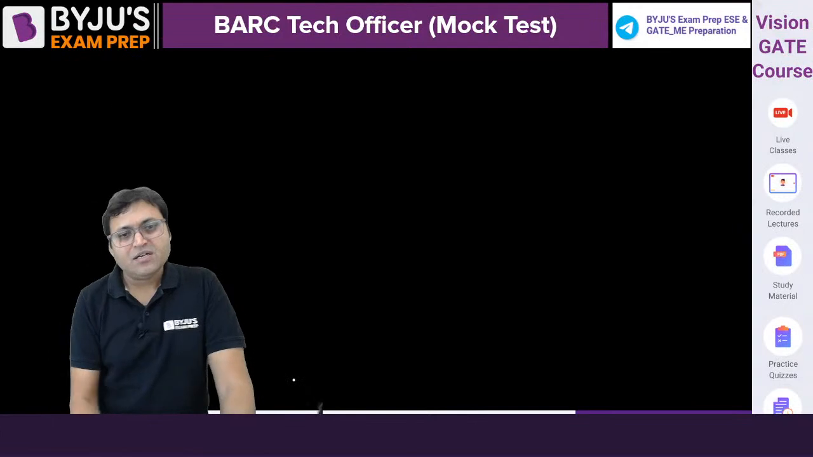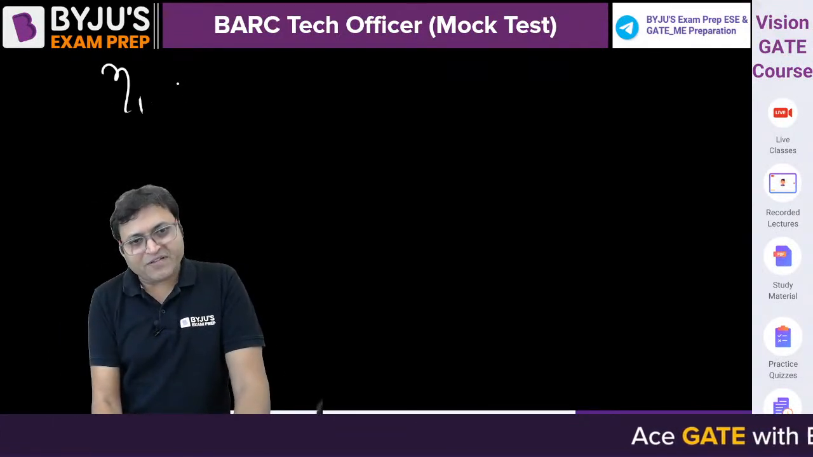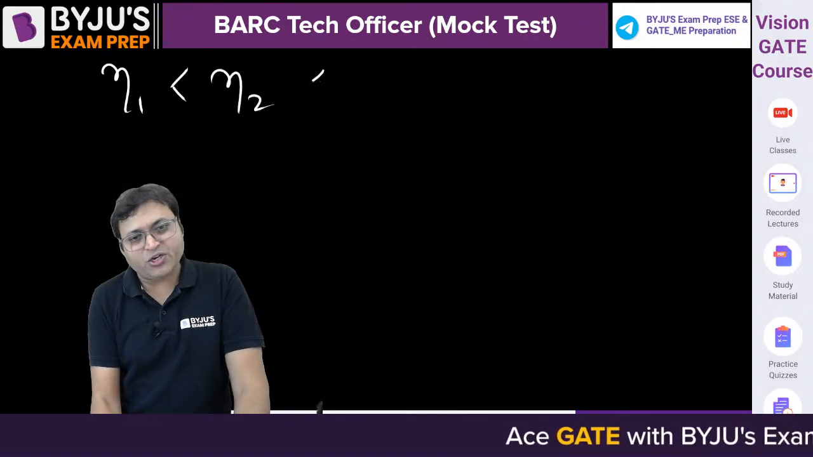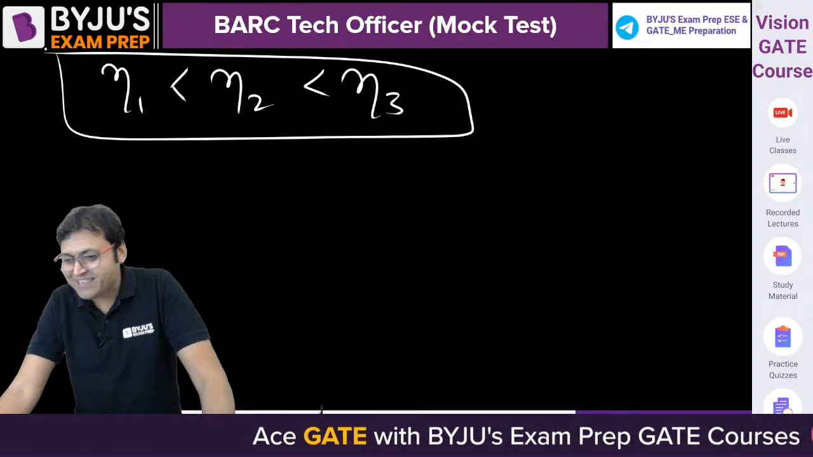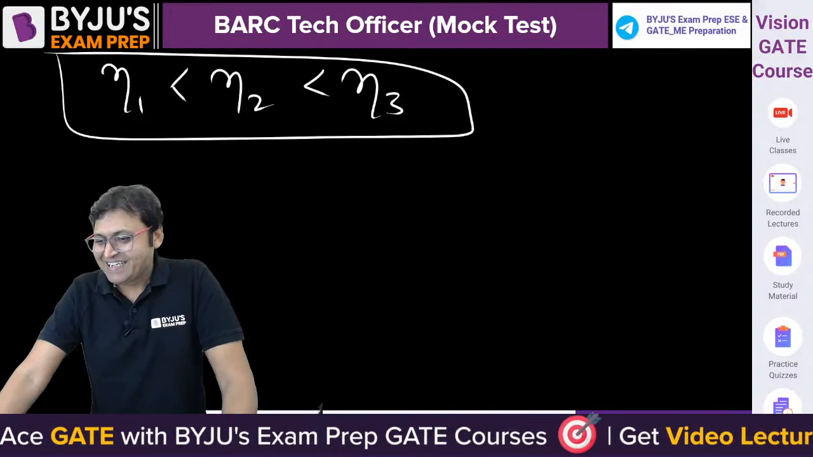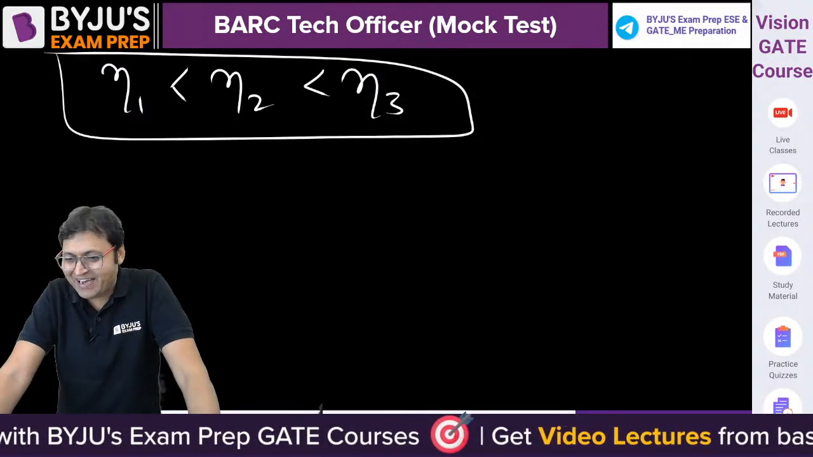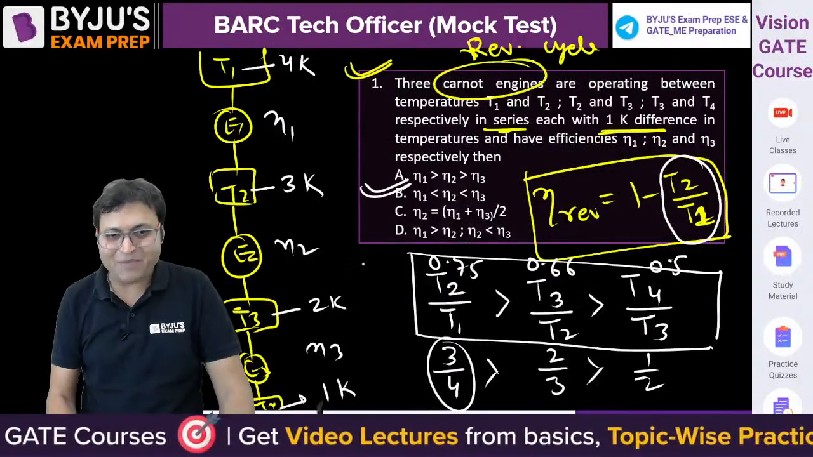Isn't it? So as T2 by T1 is maximum, the efficiency of the first engine is minimum, then the second, then the thermal efficiency of the third engine. Isn't it? Yes, now people have given me the correct answer. Yes, Renu, Rohan, well done, Tushar, Maniket, Mani. Good, good, good. Option B will be the correct answer.